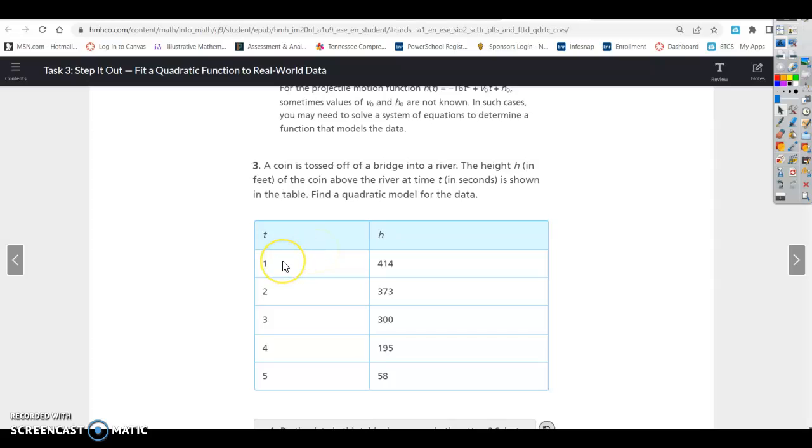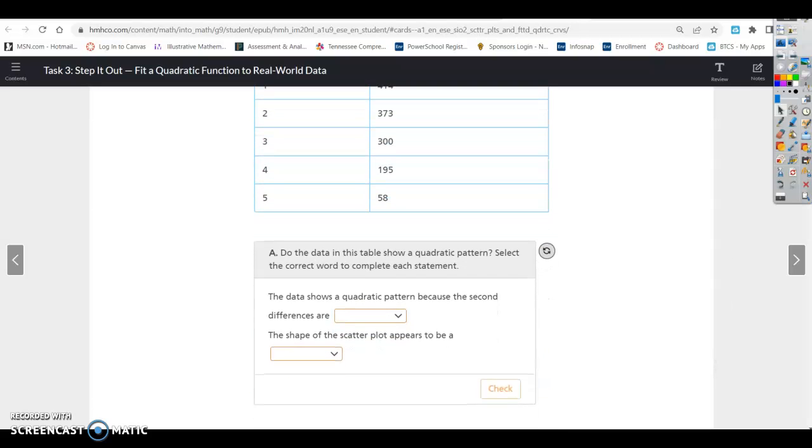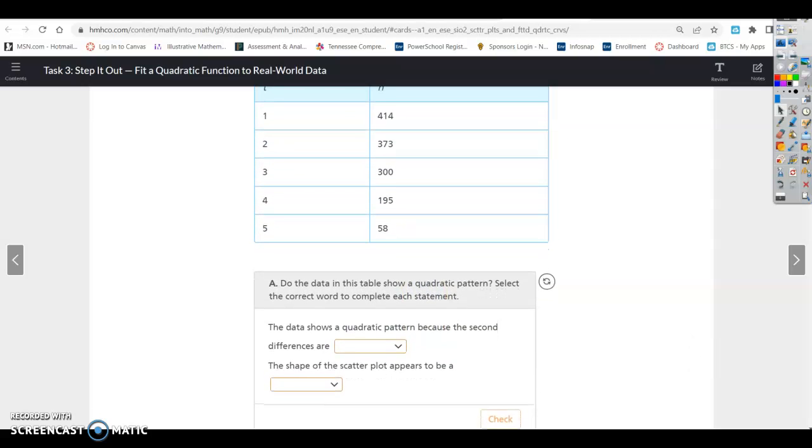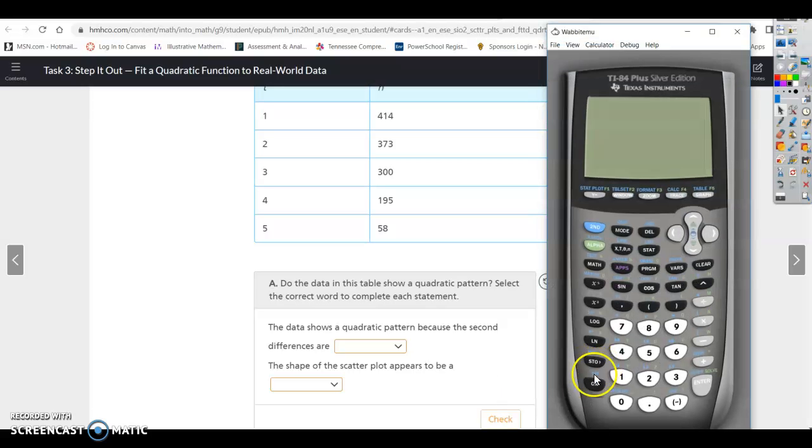So we see time in seconds, so we've got 1, 2, 3, 4, up to 5 seconds. And this would be height in feet of the coin above the river, okay? All right, so it says, do the data in the table show a quadratic pattern? Select the correct word to complete each statement. All right, so if you're not sure about this, you could do your first and second difference that we just learned in the last example.